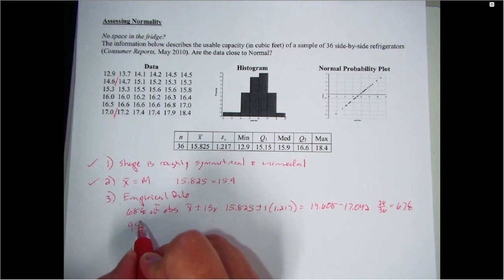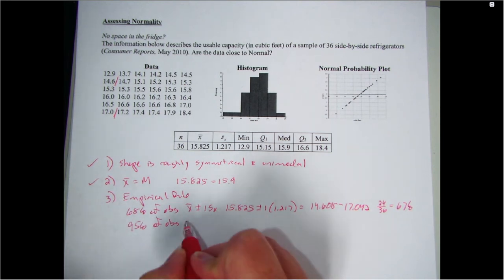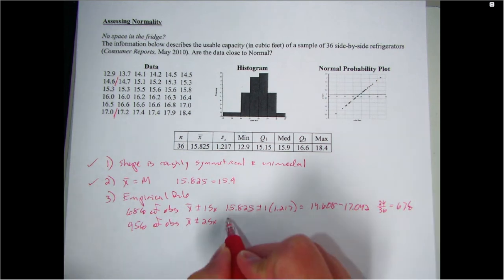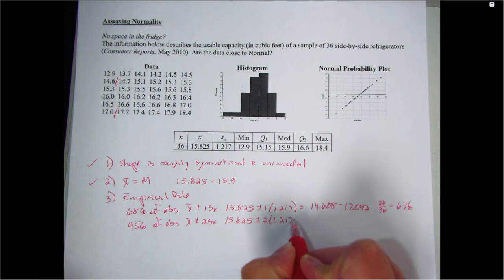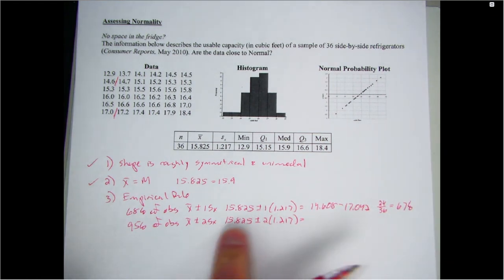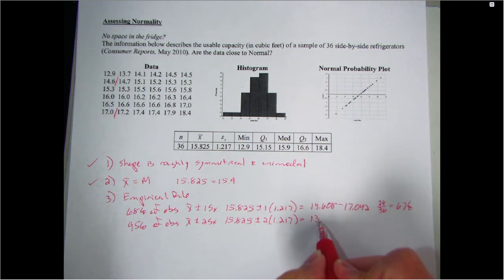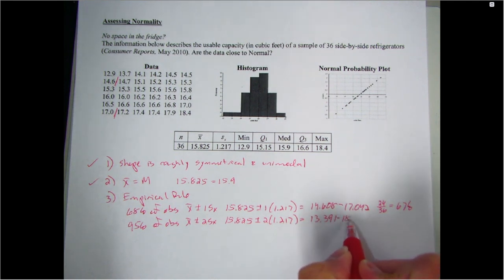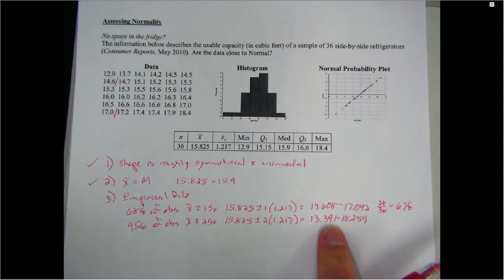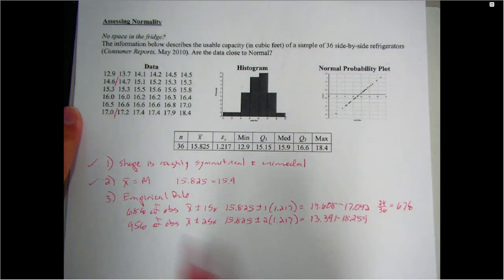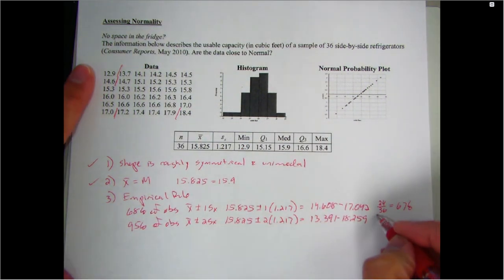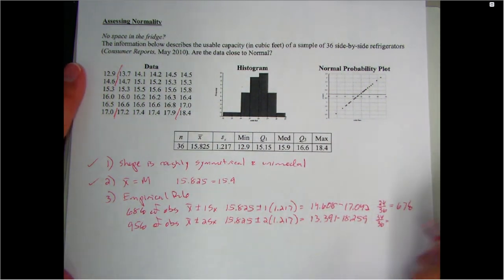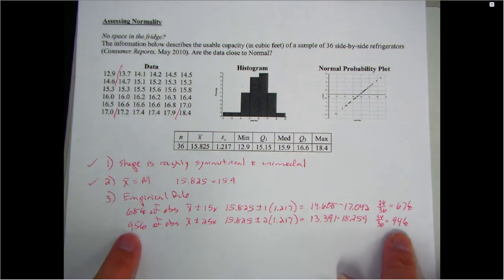The rest of our empirical rule, 95% of the observations have to fall within 2 standard deviations. So again, we'll redo our calculation, but this time we'll do 2 times the standard deviation. We'll subtract it from the mean, and then we'll add it to the mean. We should get a range of 13.391 to 18.259. 13.391 is right around here, 18.25 is right here. So that's basically everything except 2 pieces of data. And there are 36, so this would be 34 out of 36. And that's 94%. That's very close as well.